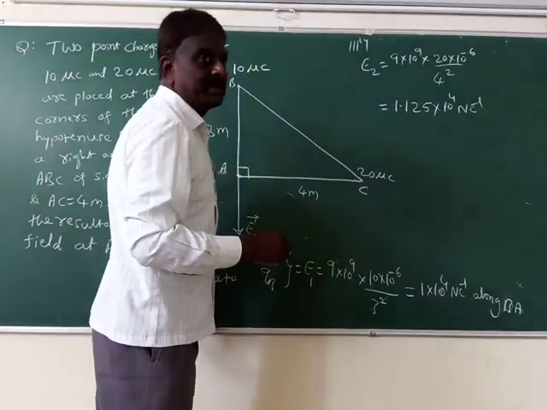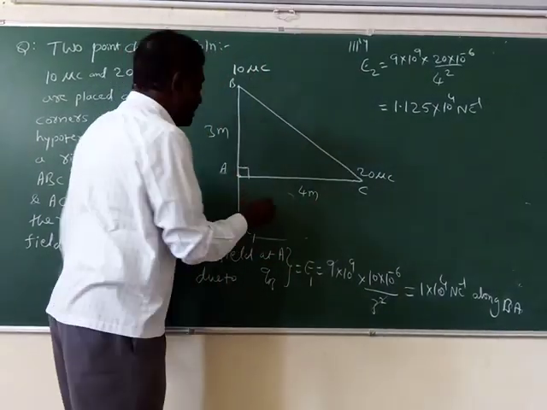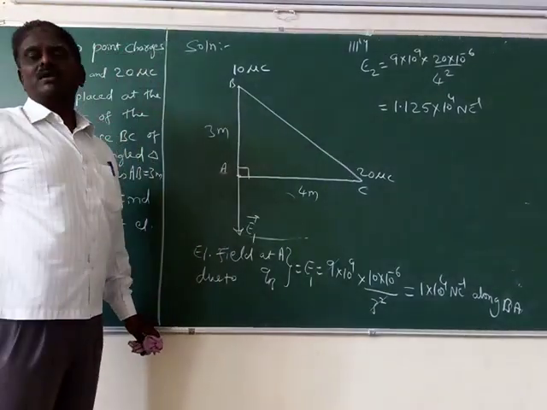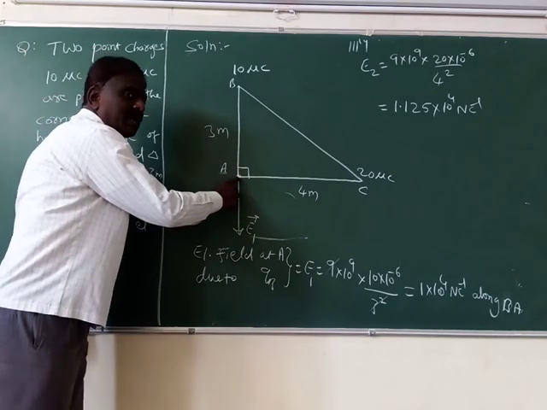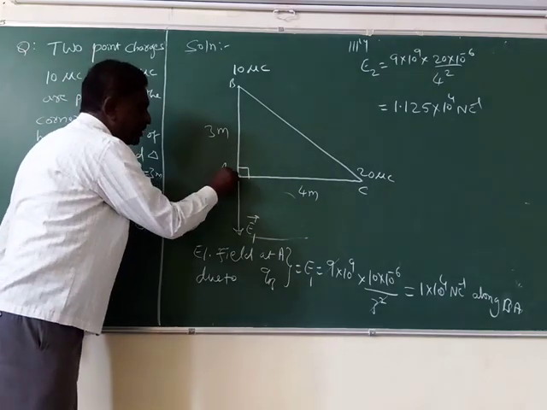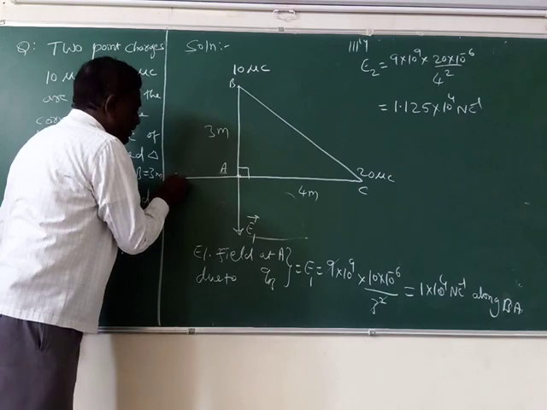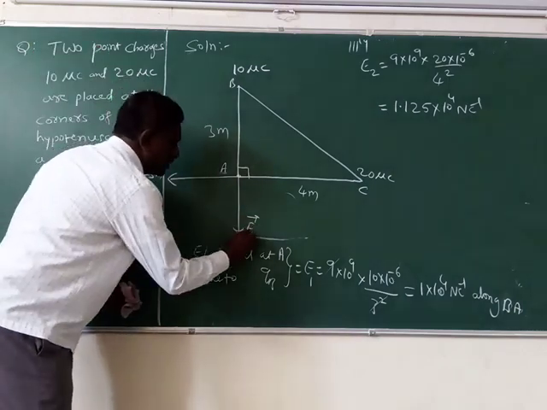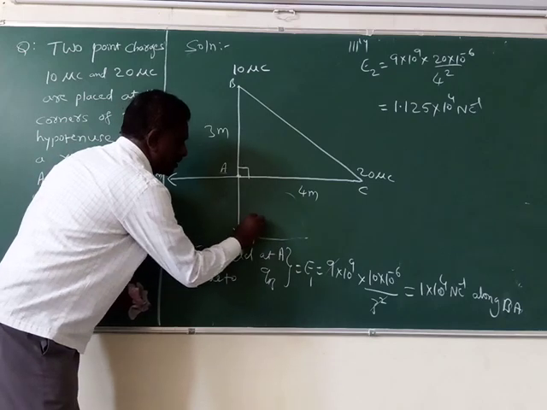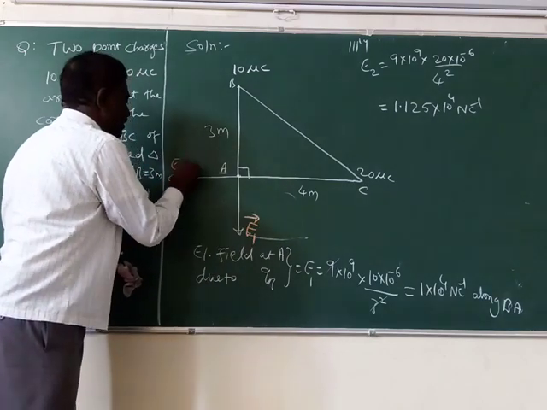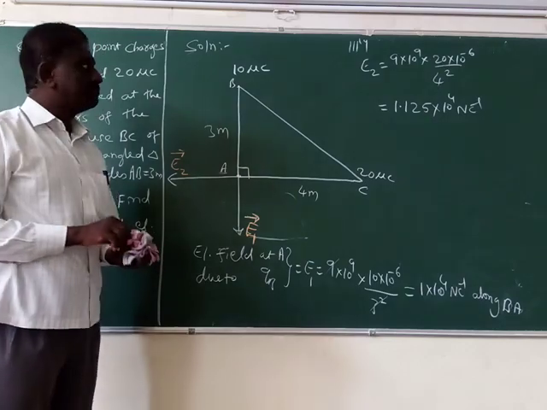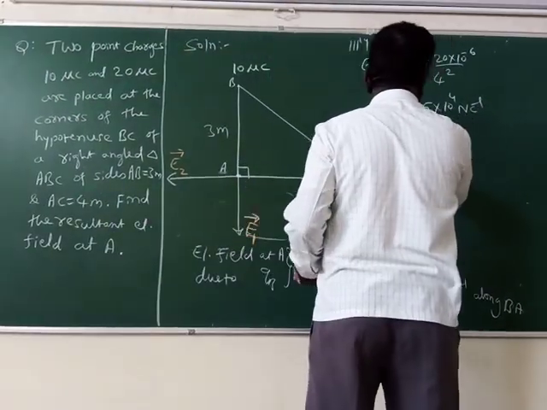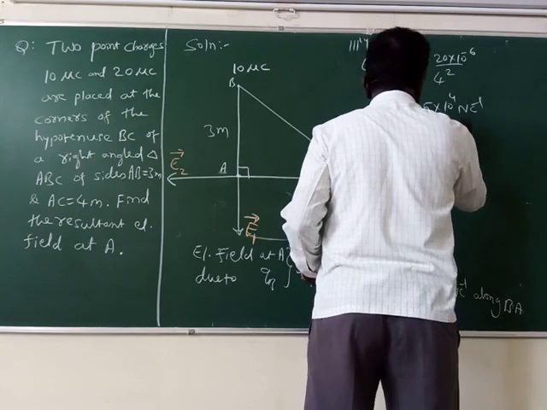What is the direction of this? Along CA. Why along CA? At C, positive charge is there. Source charge at C is positive. It repels the charge at A along CA. Along CA. Okay, this is E2. This is E2 along CA.